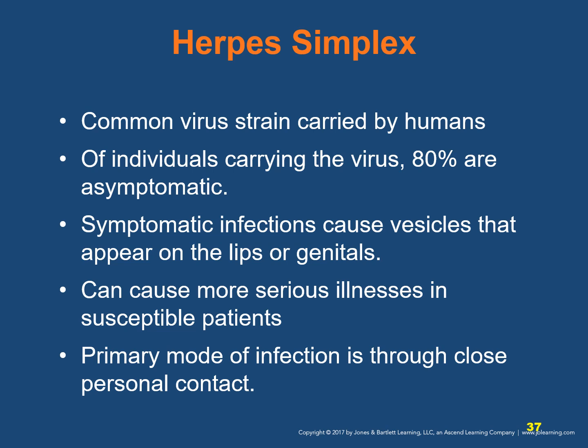Herpes simplex. This is a common virus strain carried by humans. Of individuals carrying the virus, 80% are asymptomatic. Symptomatic infections cause eruptions of tiny fluid-filled blisters called vesicles that appear on the lips or genitals. It can cause more serious illnesses like pneumonia and meningitis in the very young, very old, and immunocompromised patients. The primary mode of infection is through close personal contact, so standard precautions are generally sufficient to prevent the spread to or from healthcare workers.